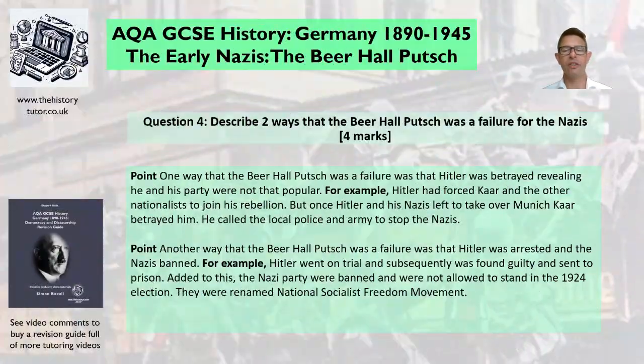Okay, so I said, for example, Hitler went on trial and subsequently found guilty and sent to prison. Added to this, the Nazi Party were banned and were not allowed to stand in the 1924 election. They were renamed the National Socialist Freedom Movement, and they did get some seats, of course, but they were banned. You could add to that, of course, that Hitler was banned from speaking in public when he was released from prison as well, which obviously negatively impacted them.